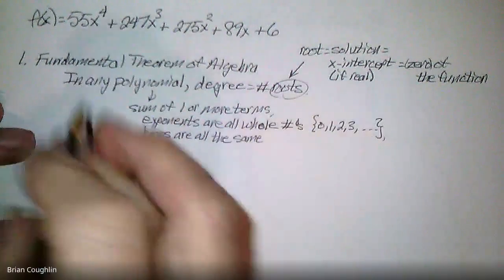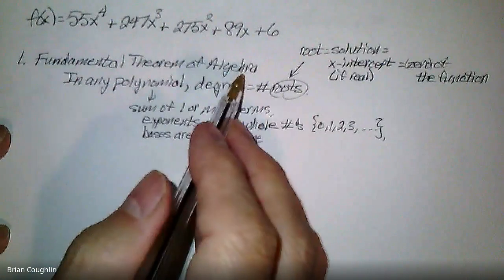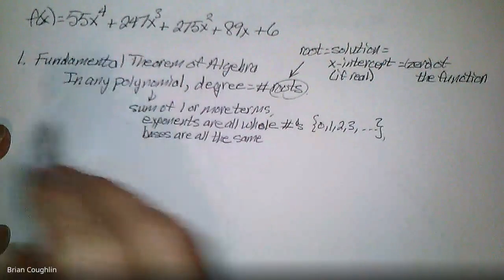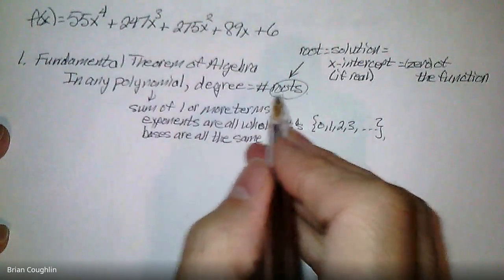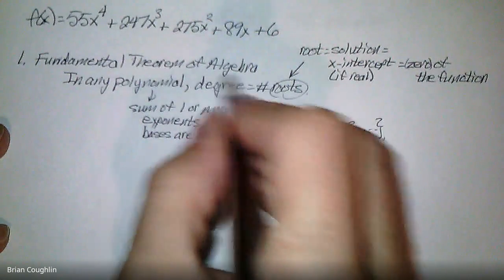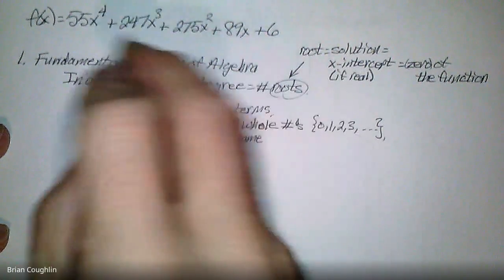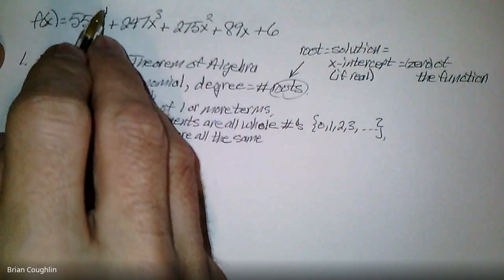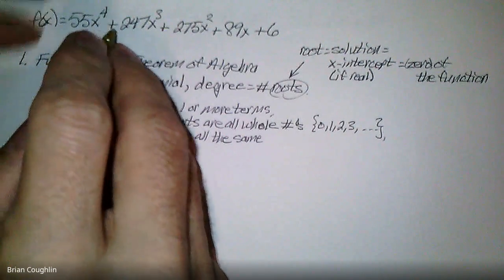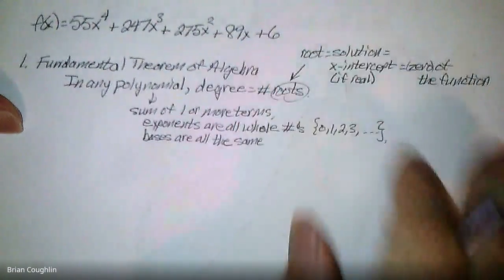Okay, so the very first thing is the fundamental theorem of algebra. Why is this useful to us? It tells us how many roots to look for. In this case, the degree is the highest power. I remember that from previous years. The highest power in the whole polynomial. In this case, that's 4. So we're expecting 4 solutions on this thing if we set it equal to 0. Does that make sense so far?